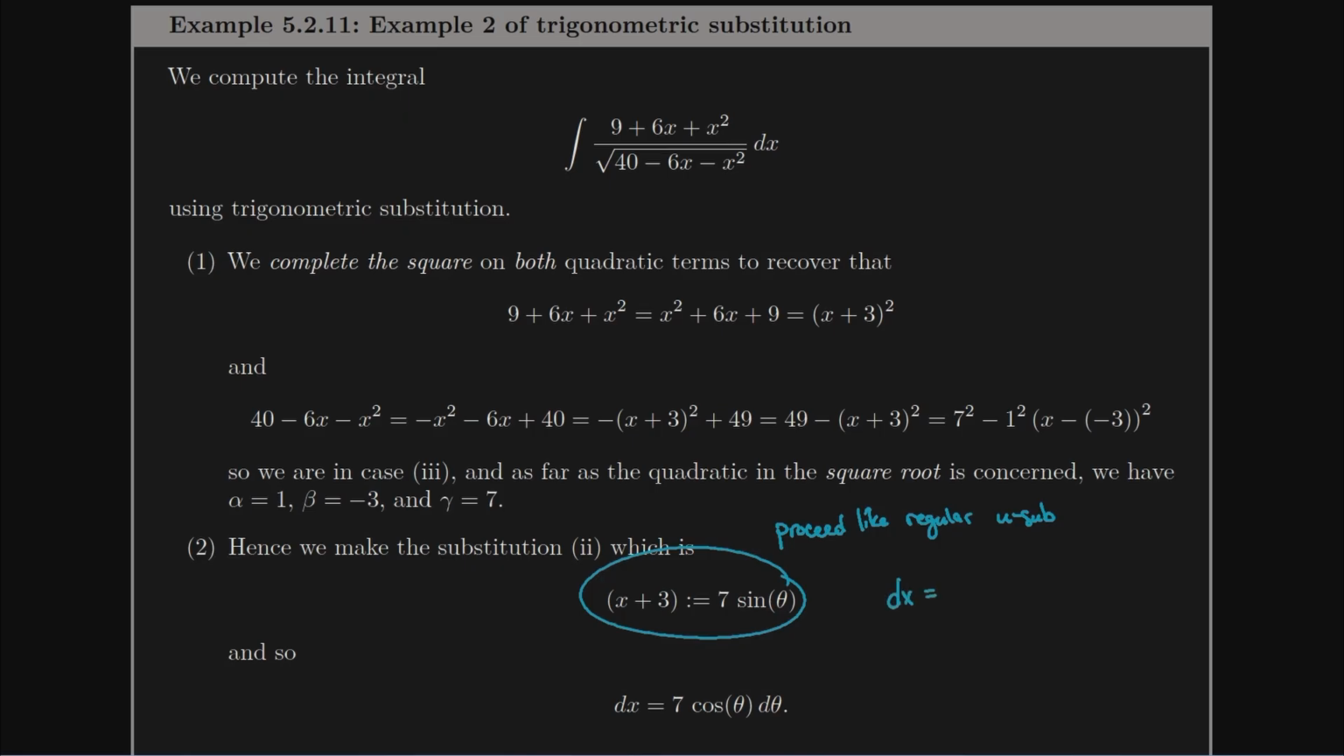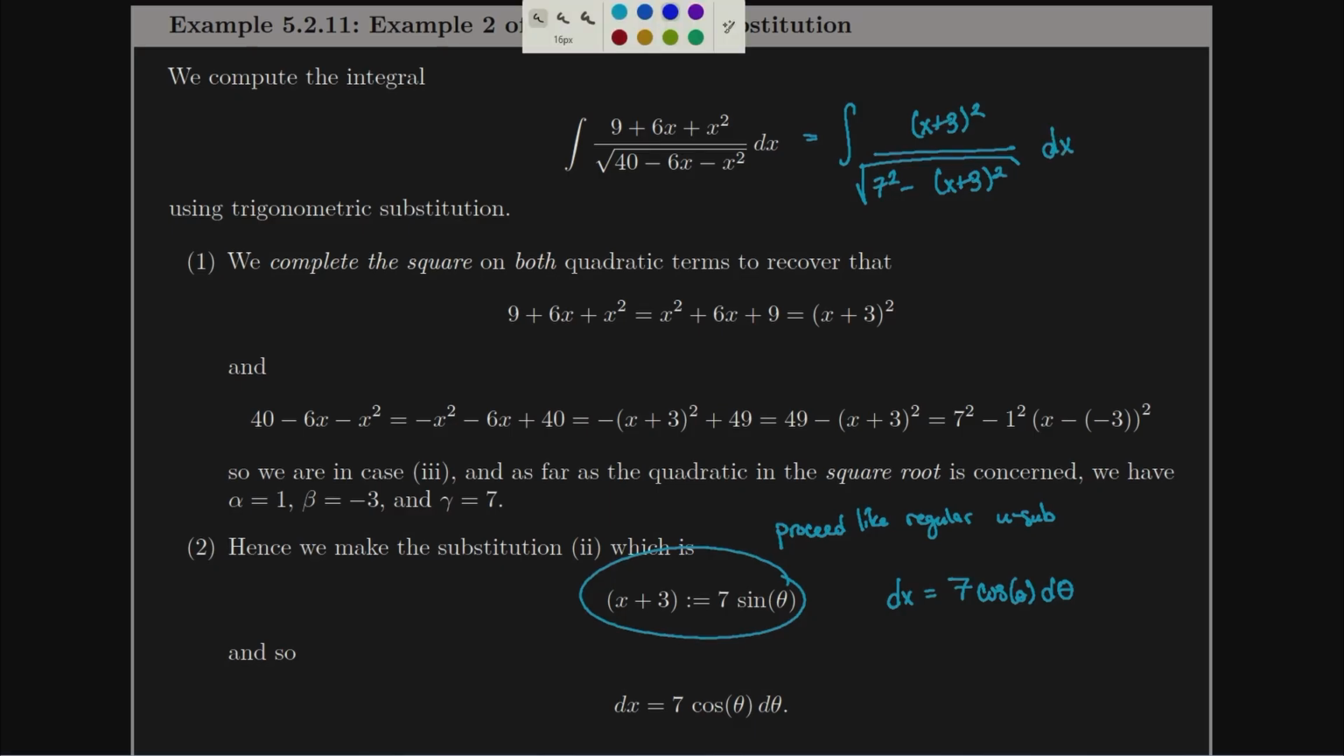It's going to give me a dx on the left, and on the right, I'll have a 7 coming along for the ride. The derivative of sine is cosine of theta d theta. So that's going to be dx. And now my original integral, which I should have rewritten with the numerator (x plus 3) squared, that's how the numerator completed the square, denominator became 7 squared minus (x plus 3) squared dx.